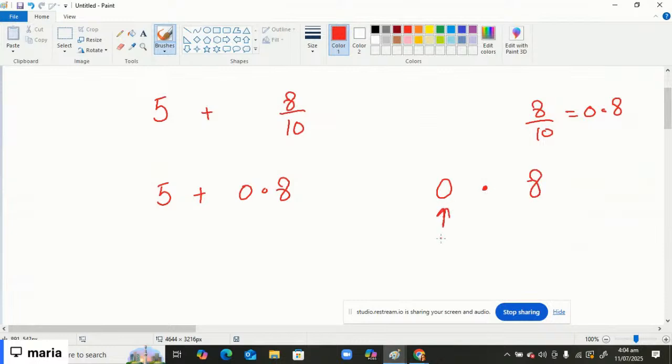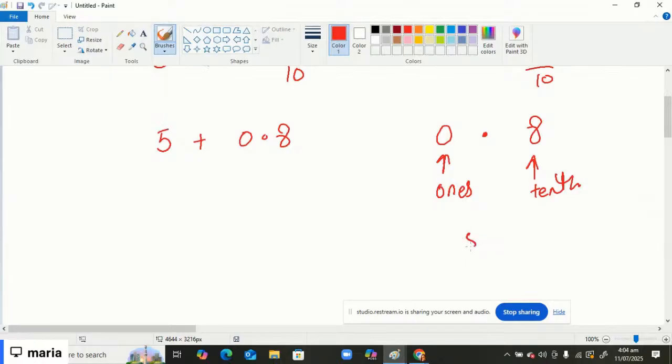This 0 is in the ones place, and that 8 is in the tenths place. And there is only 5, which is in the ones place. So a ones place digit can be added to the ones place. In the ones place this is 0, in the ones place this is 5, so these both are added. 5 plus 0 is 5, and .8 stays as it is. And this is the answer for this.